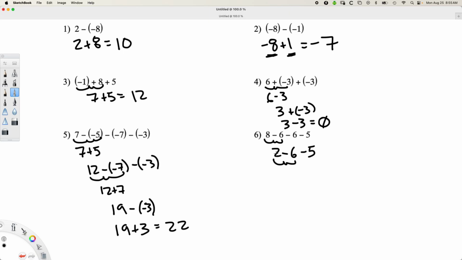2 minus 6. So again, if I have $2, but then I owe somebody $6, after I've paid them the 2, I still owe 4. So it's negative 4 minus 5 now. And then again, if I owe someone $4 and now I owe them an additional 5, put those together, that would be I owe them 9. So negative 9.